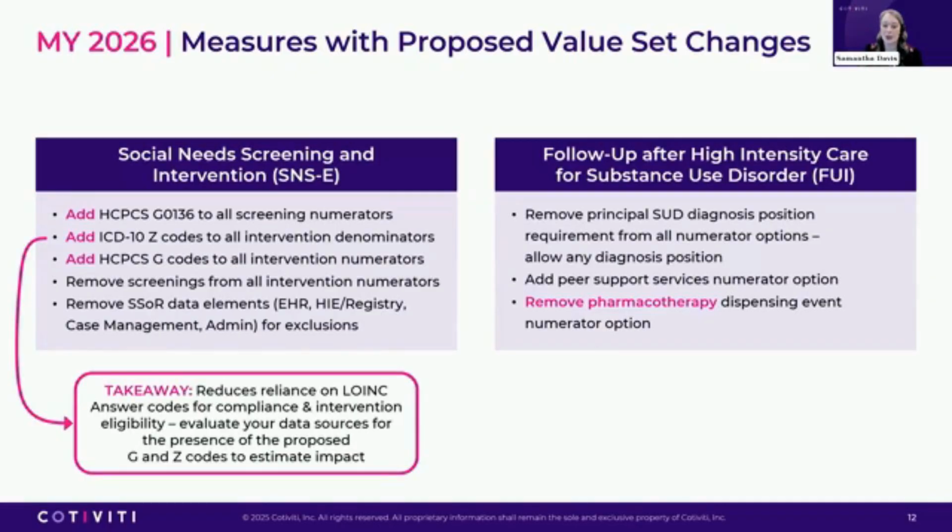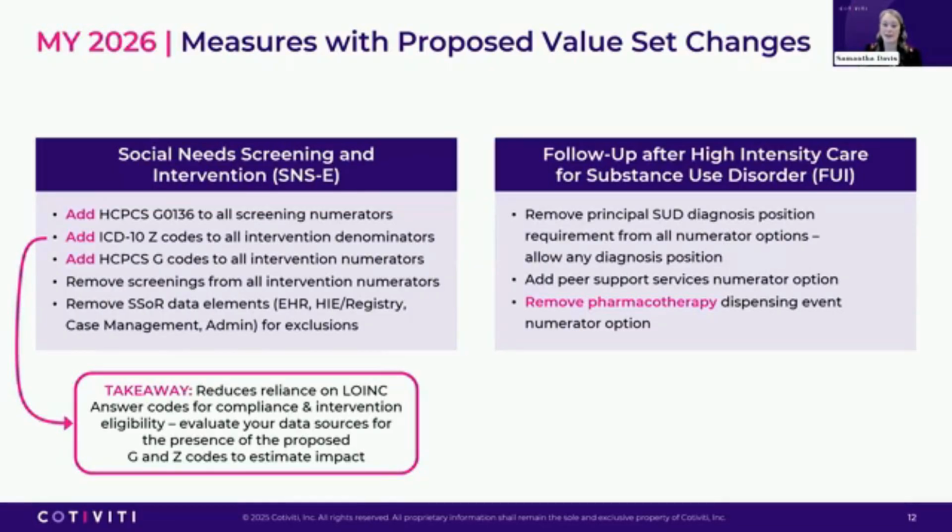This change will reduce the measure's reliance on LOINC answer codes to be able to identify members with unmet social needs. We recommend evaluating your data sources for the presence of the proposed G and Z codes to see if this change may impact your results for SNSE. NCQA is also requesting feedback on the added codes as part of the public comment. They're planning to take the screening assessment codes out of the intervention numerators, indicating that these are more appropriately assessed as part of the screening numerators instead, and would like feedback on this change as well.